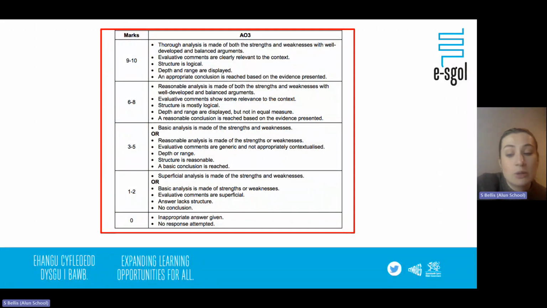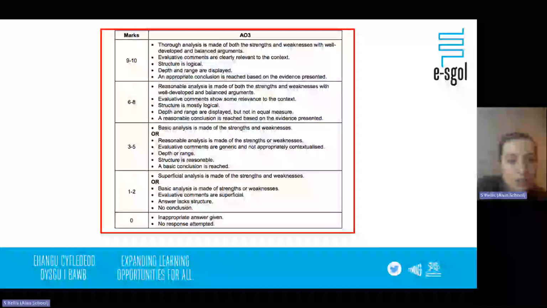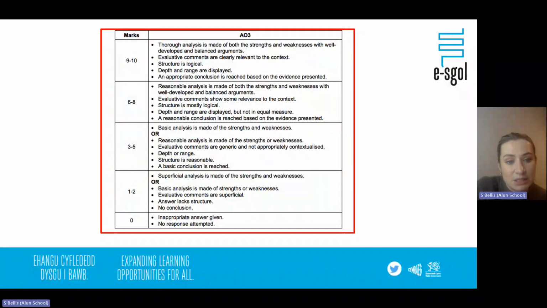I'll come back to the conclusion thing in a minute, but if we look at 3 to 5, it says basic analysis is made of the strengths and weaknesses. Reasonable analysis is made of the strengths and weaknesses. The comments are generic and not appropriately contextualized. What that means is that you're not giving any more information. You're not bringing in things that you know about the approach. You're not backing up your answers with anything. Depth or range: depth is detailing your answer and range is talking about lots of different things. Structure is reasonable and a basic conclusion is reached.